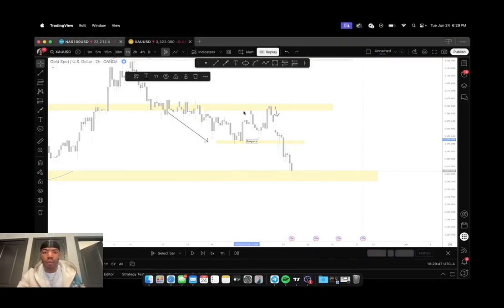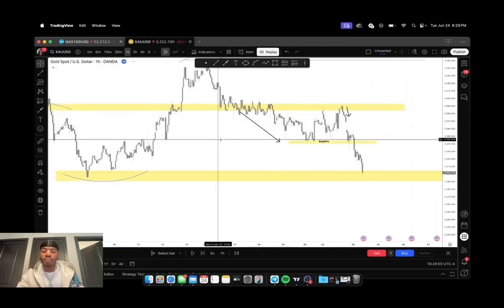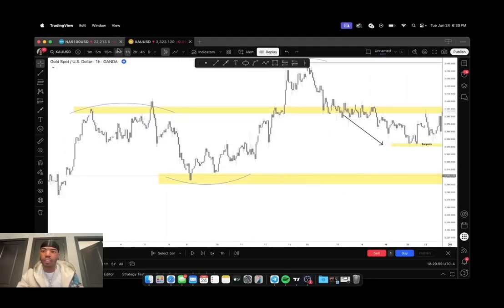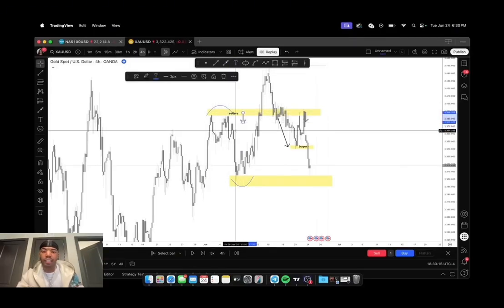The reason why I took sells, so first I was looking for buys above this level, right here. And the reason why I was looking for buys is because of the first time price ever broke above this yellow box. If we go to the 4 hour time frame, we can see that price has 2 swing highs here, meaning sellers are sitting at this level and they're pushing price down. So sellers are at this yellow box pushing price down.